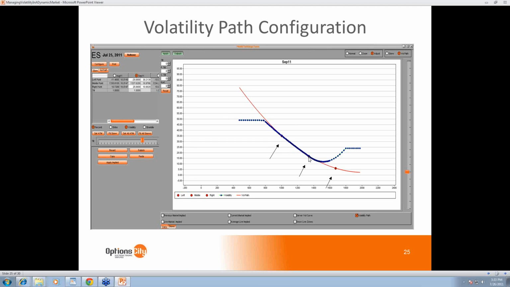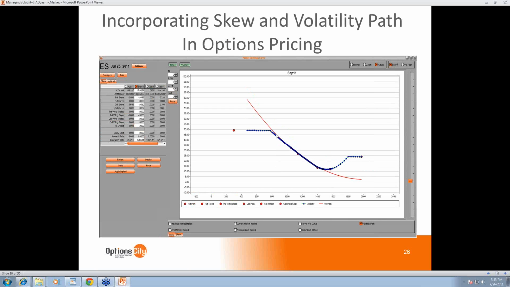And then correspondingly on our graph, we're showing our midpoint here, which is our at the money, down 25%, up 25%. And this shows us our path graphically. Incorporate these all together. We now have our volatility path.